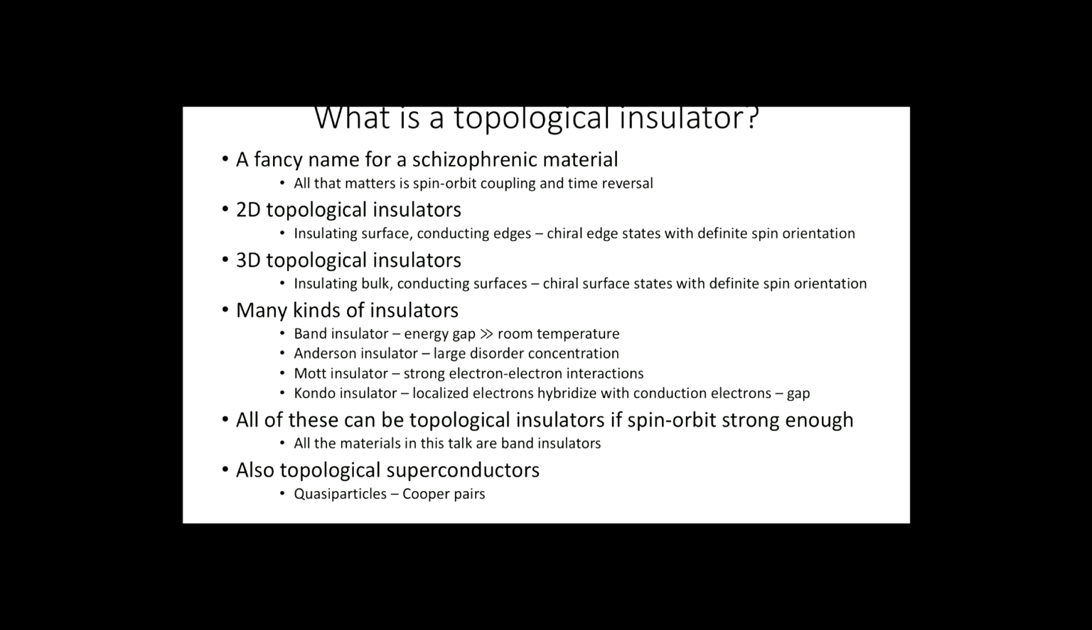So we have the most boring kind, which is a band insulator, where you have a conduction band and a valence band, separated by an energy gap. The distinction between a semiconductor and an insulator is actually, to some extent, arbitrary. If the gap is much larger than room temperature, then you get no carriers in the conduction band. That's a band insulator. If you have a gap, but you have a finite number of carriers excited into the conduction band at room temperature, that's a semiconductor. That, of course, will become a topological insulator when spin-orbit coupling is strong enough, as I'm going to show.